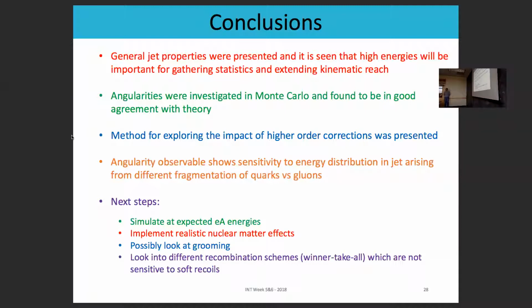Yes, Daniel. So I was wondering about this angularity observable. People proposed it to look at for medium effects because it was sensitive to this difference between light quarks, heavy quarks, etc. Is that the reason? We were kind of thinking this might be a way to use jets to look at these questions.